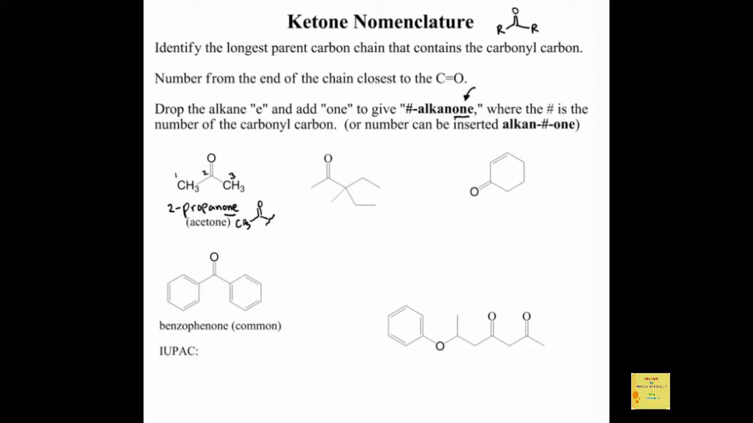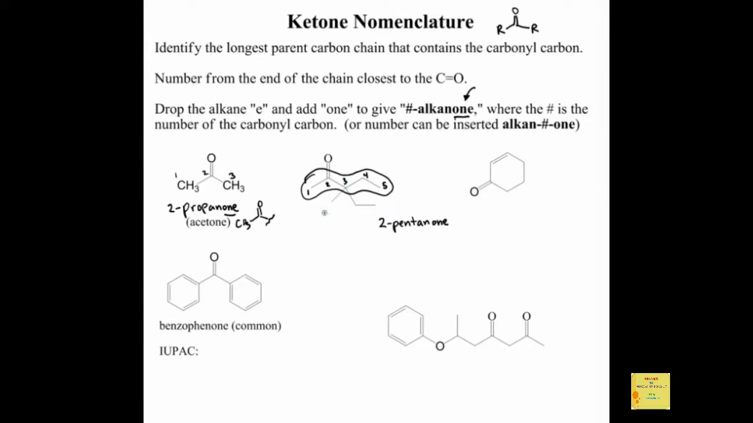How about this next one? Where's our longest carbon chain containing the carbonyl? So let's go this way. Number it from the end closest to the carbonyl. So we'll number this way: 1, 2, 3, 4, 5. So this is a pentane derivative. This is called pentanone. It's going to be 2-pentanone. And what else does it have attached? It has a 3-methyl and a 3-ethyl.